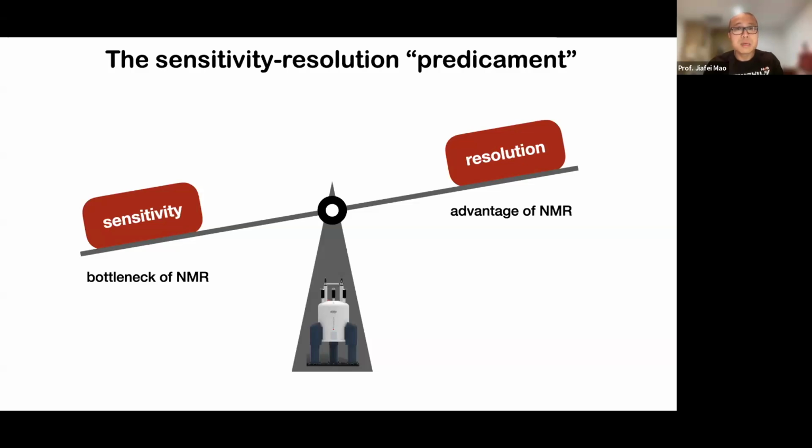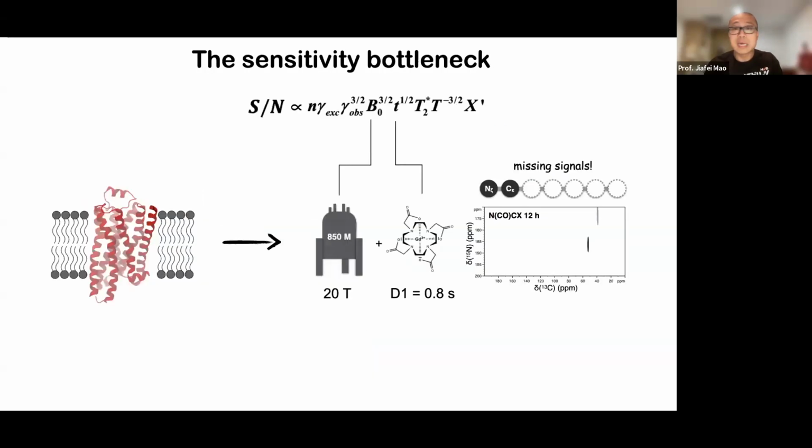To tackle this problem, I want to show you an example. For example, we can use a very high magnetic field, in this case 20 Tesla, 850 megahertz. At that time, we decided to put a membrane protein into this spectrometer and get an NCOCX 2D version. The problem is that even with gadolinium doping, so that you have very fast acquisition, we still lose a lot of signals, because the sample is occupied by a lot of lipid and water, and the molecular weight is not too small, so we don't have enough molecule of interest in the NMR rotor.